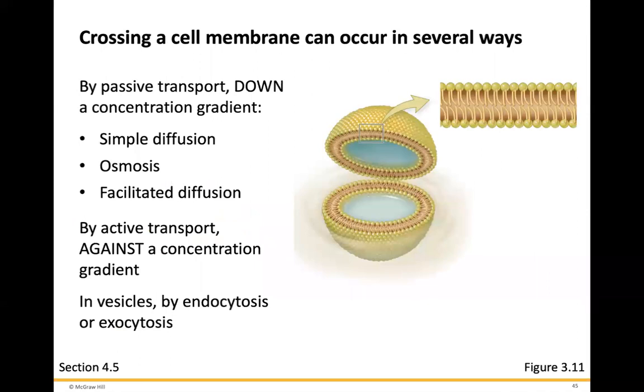Crossing a cell membrane can occur in several ways. By passive transport, which means moving down a concentration gradient. These mechanisms include simple diffusion, osmosis, and facilitated diffusion. Or things can move across a membrane by active transport, which moves against a concentration gradient, in vesicles by endocytosis or exocytosis, or through transporter proteins.